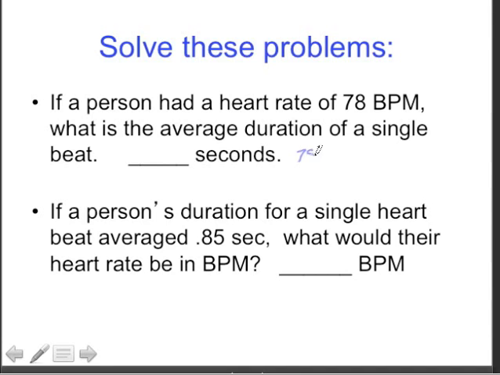So 78 beats in 1 minute. We got to get this to seconds, okay? So 1 minute is 60 seconds. Minutes cancel. You end up with 78 over 60 beats per second.